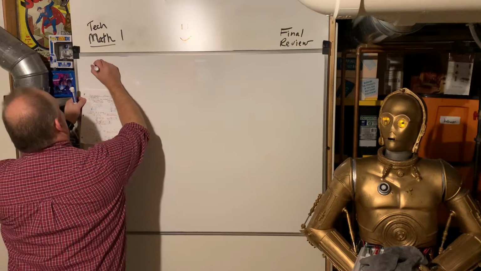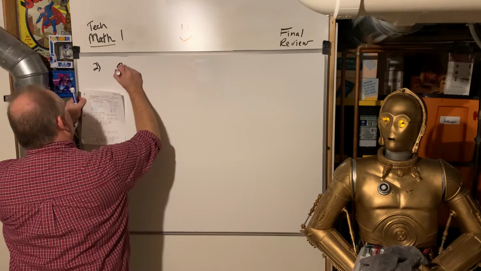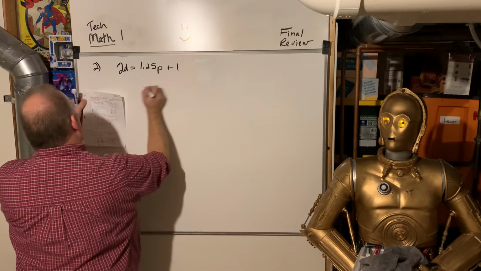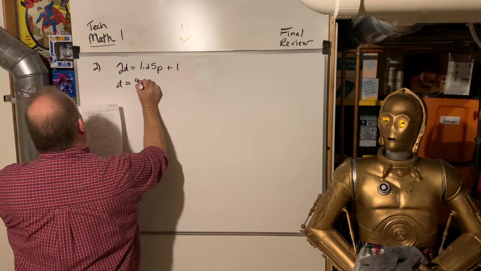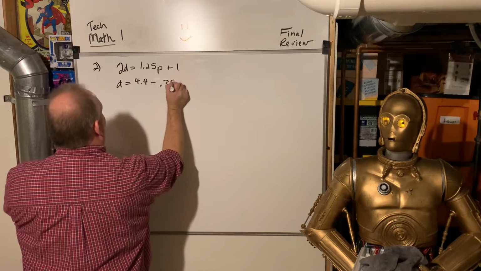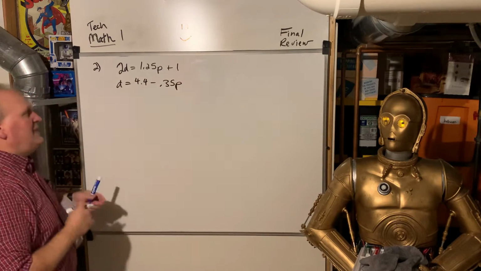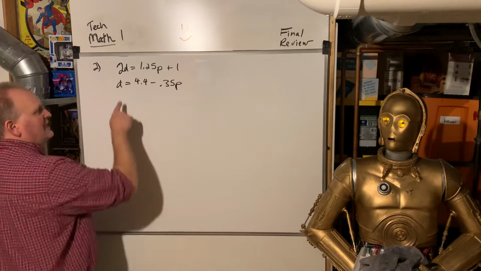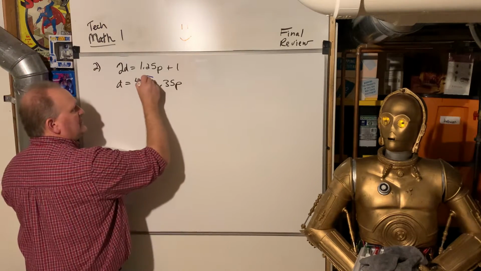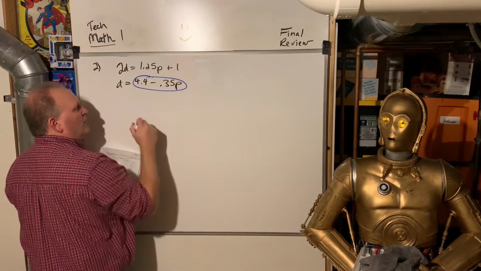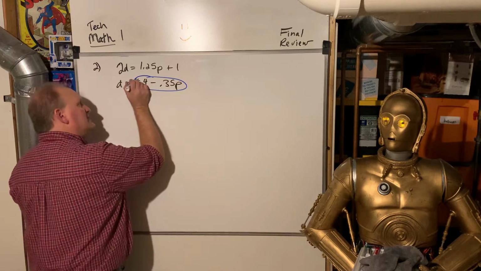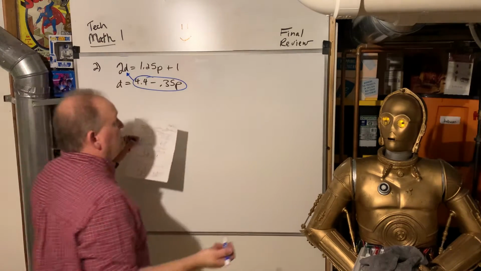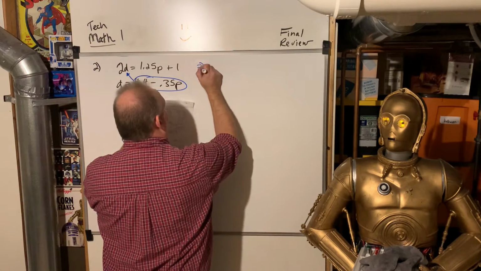Number 2, solve using any method. 2d equals 1.25p plus 1, and d equals 4.4 minus 0.35p. So they said solve using any method, but they kind of set it up to be a substitution because they have d equals. So if you just take this 4.4 minus 0.35p and sub it in where that is, you can solve with substitution. So that's what I'll do.